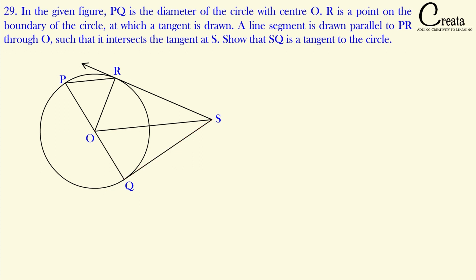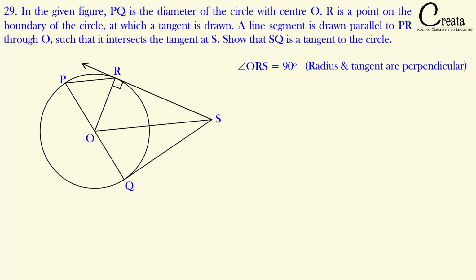Let's see. Further, it is given that RS is tangent to the circle. It means our tangent and radius both are perpendicular to each other. This property will be applicable to this tangent. Here OR is the radius and RS is a tangent. So this angle will be equal to 90 degrees. Got it? Tangent and radius are perpendicular to each other.